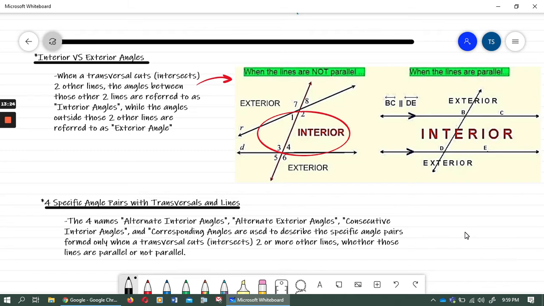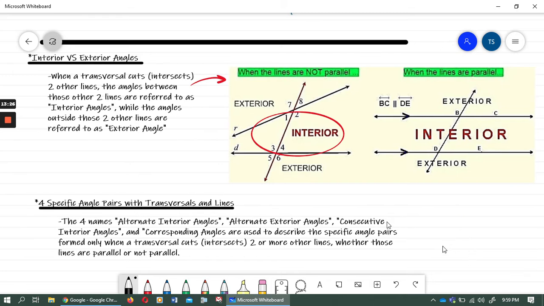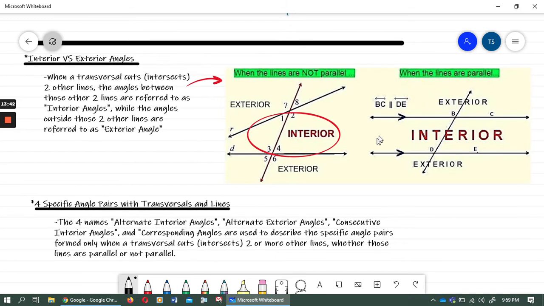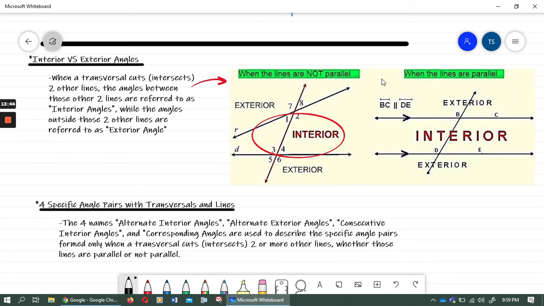And these names are used whether or not those two lines are parallel lines. You see how in this little diagram here with the yellow background, it shows two versions of it.